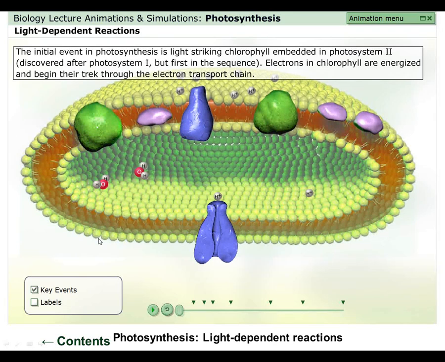In this, the green thing is representing what? Photosystem 2. The other green thing is representing photosystem 1. This thing looks like a channel, ATP synthase. This thing is going to be part of our transporter, so the blue thing in the middle is going to be, what's its job?